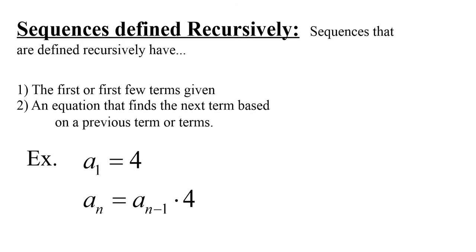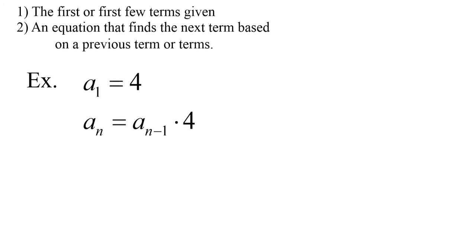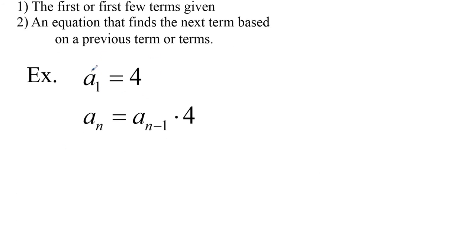All right. Sequences can also be defined recursively. I used to say that recursive sequences kind of are like a loop. And so the way that you do that is you have to have the first one or first few terms given, and an equation that is based on previous terms. So as a quick example of what that is, we have an example here. This is the first term, and this is the way to find successive terms.